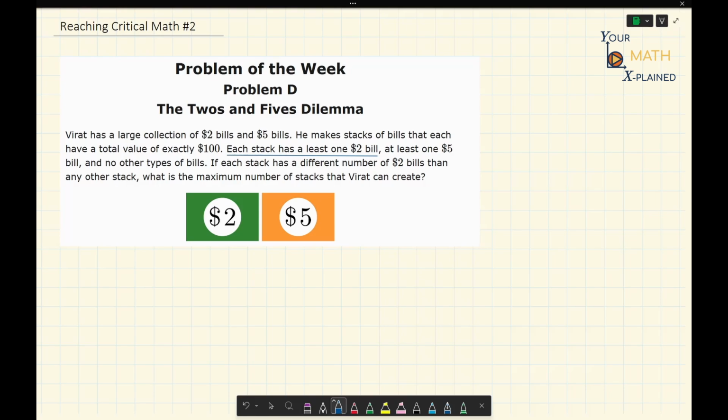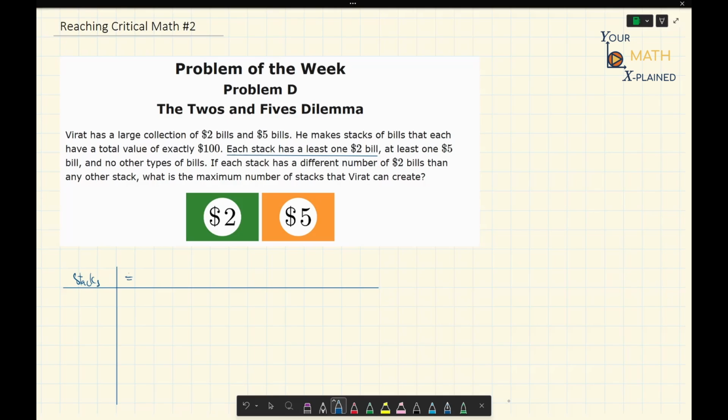We have to have our $2 bills as a multiple of 5 so that we can make $10 or $20 or $30 and so on. So we should probably create a visual for ourselves so that we can see all the different possibilities. The first column will just be called stacks. This is just going to keep track of how many different types that we could have.